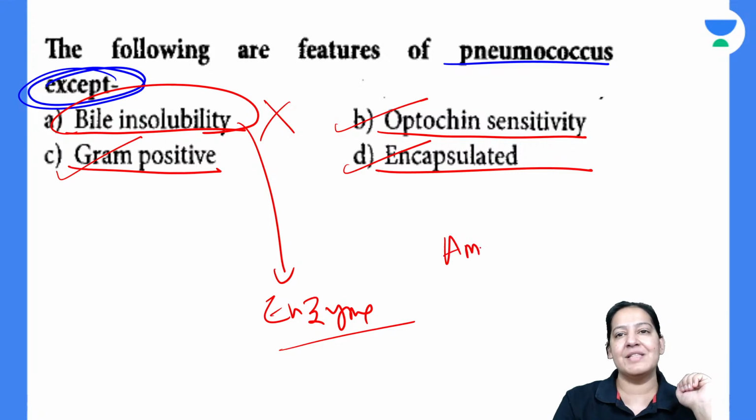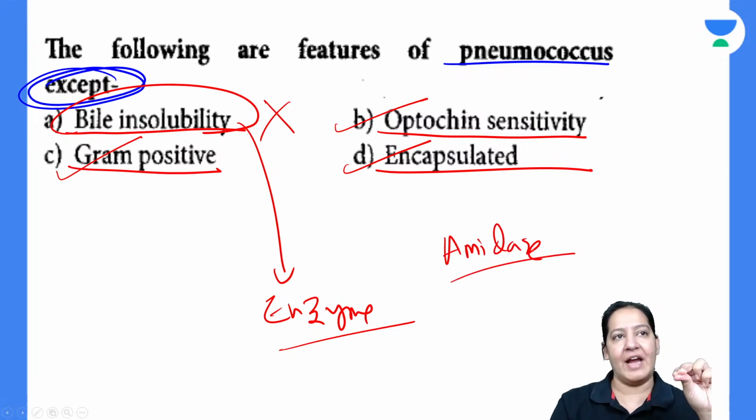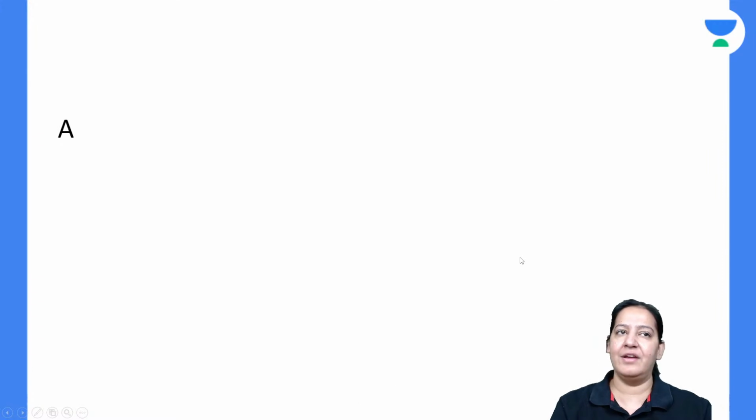The name of that enzyme is amylase. Amylase is an enzyme which is present in inactive form. But in presence of bile, it becomes active. Right? Not urease, Samir. It is amylase. Right? The correct answer here is A.